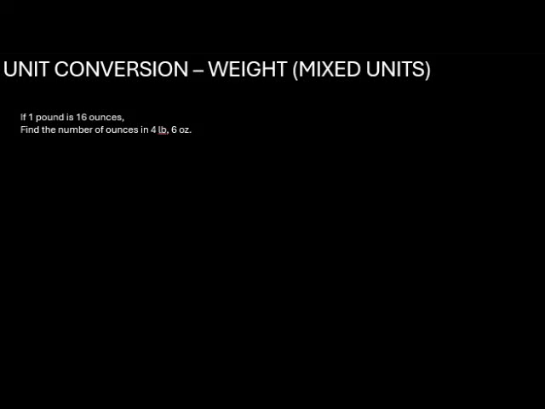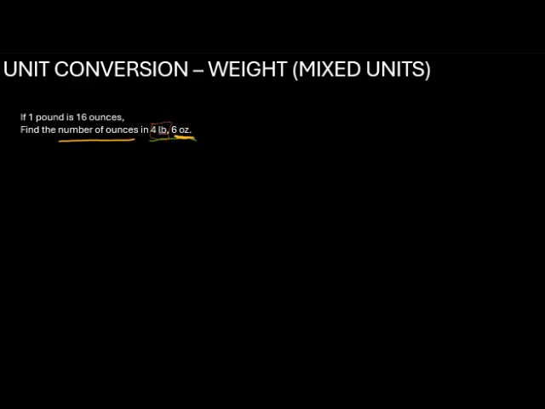Here we'll do an example of unit conversion with mixed units. We are given 4 pounds and 6 ounces. However, we are asked to find the number of ounces. Note that part of what we were given is already in ounces. That's the 6 ounces. The part we need to change is the pounds.